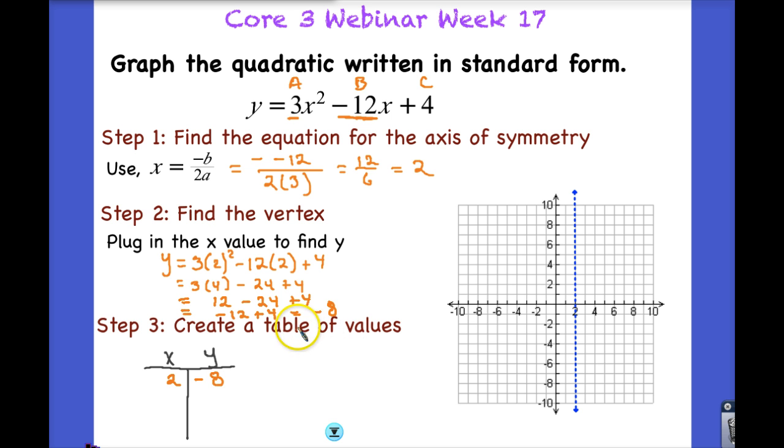So Emma, I don't know what you did, but it might have just been that your math was off a little bit. So if I plot that point, 2, -8, here's my vertex.